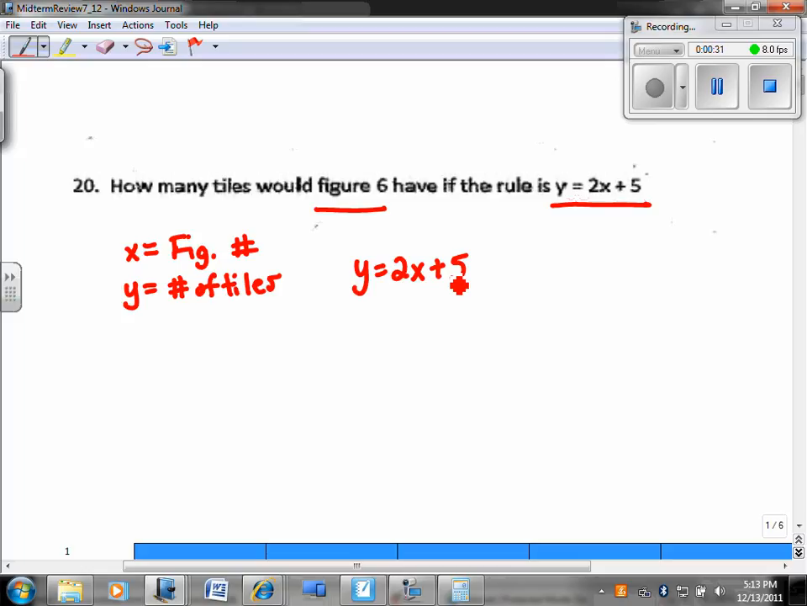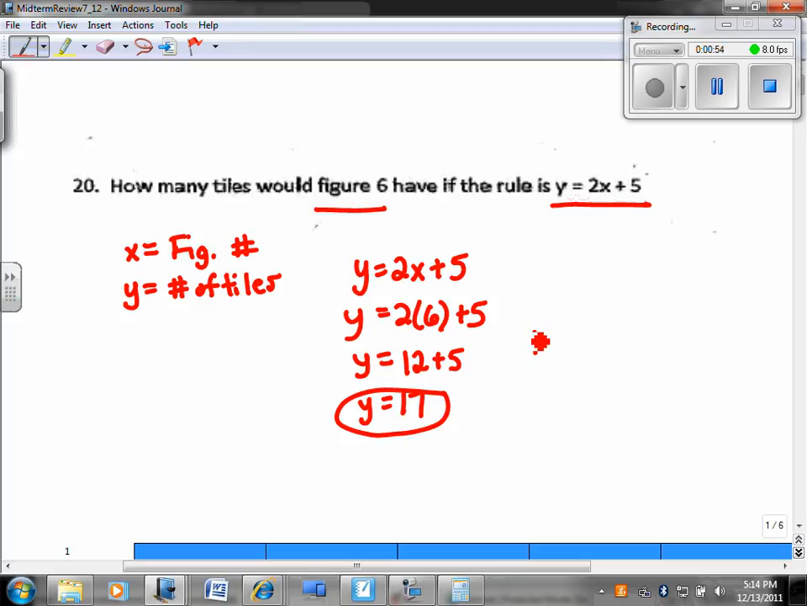Our figure number is x. So for figure 6, we're going to plug in 6 for x and find out what y is. So y equals 2 times 6, that's 12, plus 5. Y equals 12 plus 5 is 17. So figure 6 has 17 tiles.